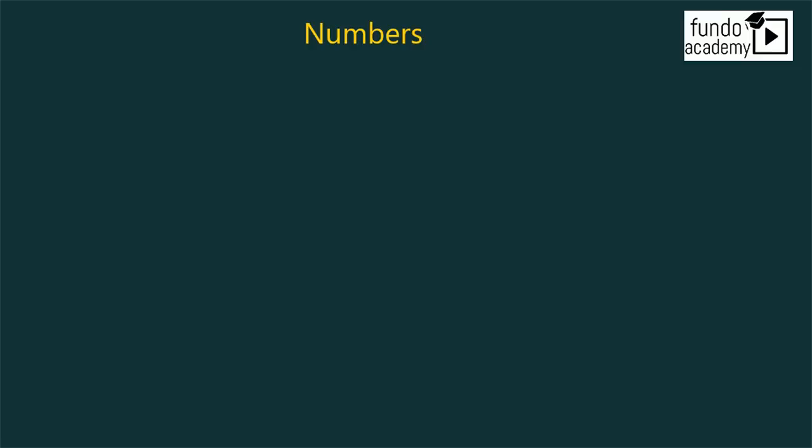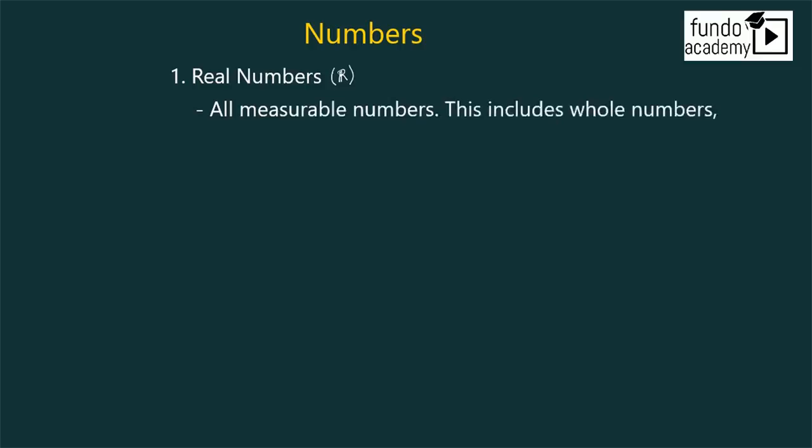Alright, so we just want to look at a couple of numbers and try to see what they are all about. We're going to be starting with what we call real numbers, with that symbol R right there. Now, you need to understand that all measurable numbers, including whole numbers, fractions, decimals, even positive and negative numbers, are actually real numbers. So when we're talking about real numbers, we're talking about all measurable numbers.